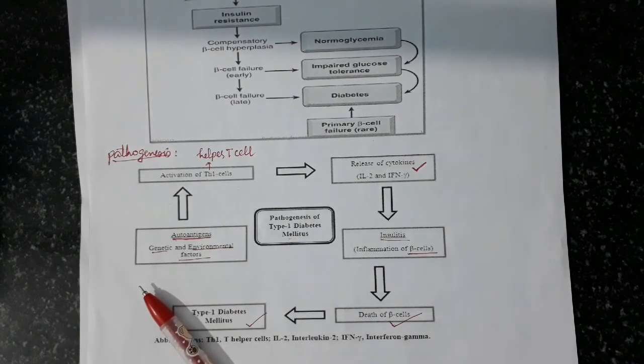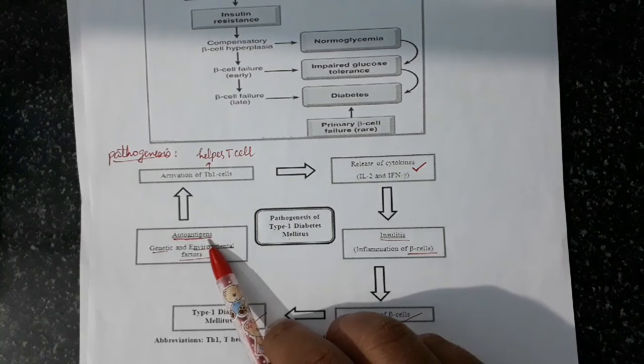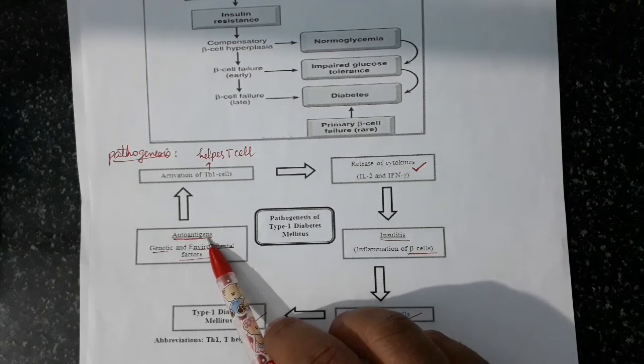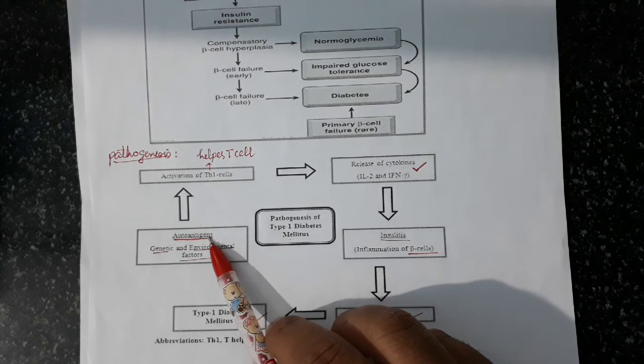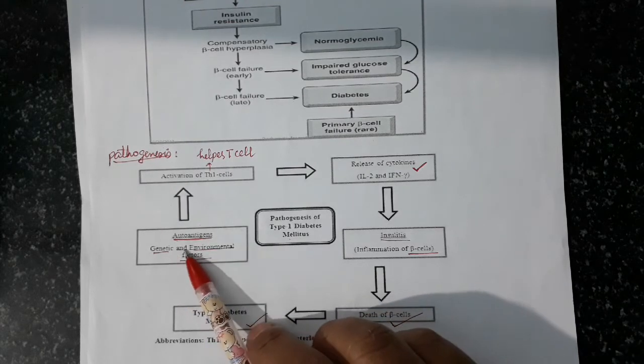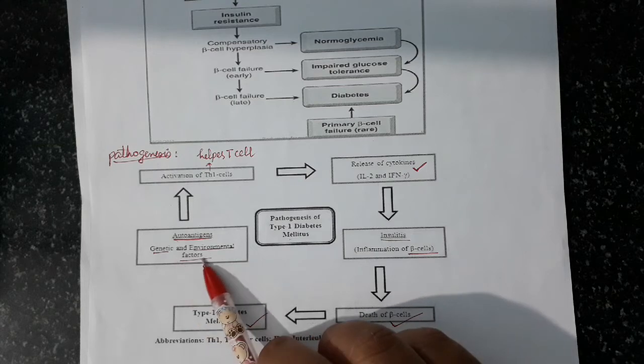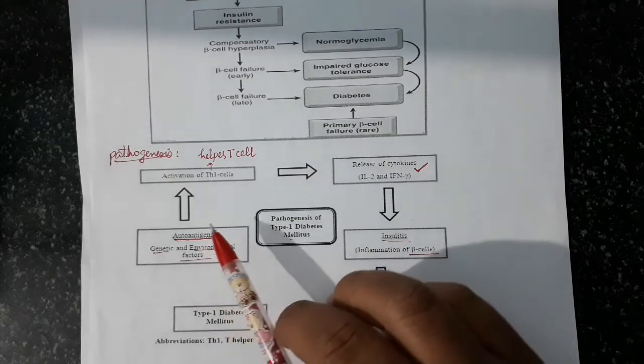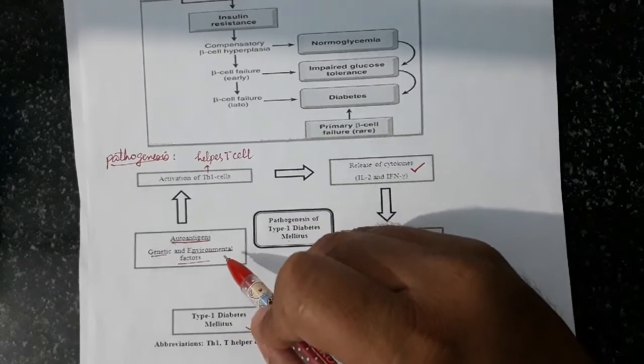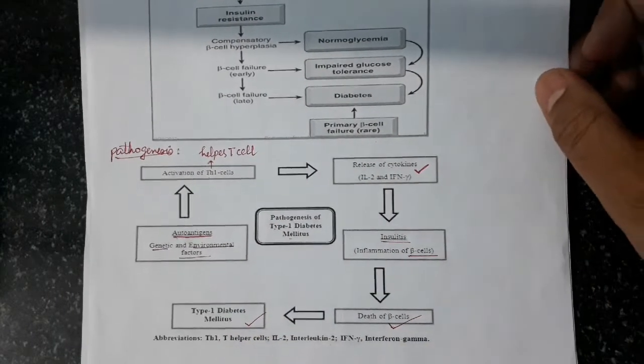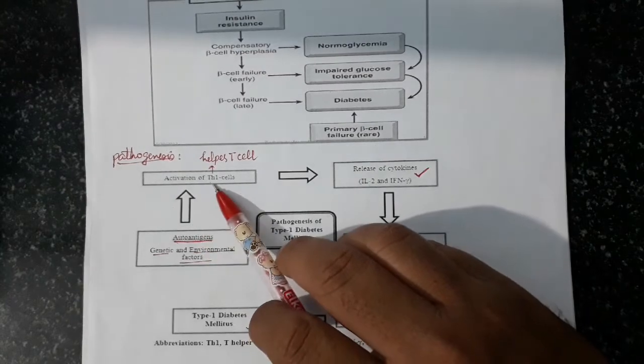What are autoantigens? Autoantigens are nothing but your own body cell components that are identified as a foreign substance by your own immune system. So it may be beta cell, any component of the beta cells which has been recognized as autoantigens by your own immune system because of some genetic and environmental factors. Once your immune system has identified any component of beta cell of pancreas, this will lead to the activation of your immune system, that is called helper T cell.